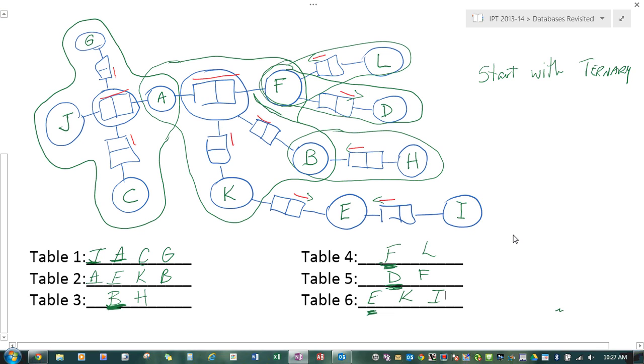Why in table 2 where it says A, E, K, B, why is it A, E, K, B? That's F. Oh, is it? That's an F. Yeah. Oh. Yeah. So that thing's an F. Looks like an E when I underlined it. Okay. Getting that stuff right is really important.